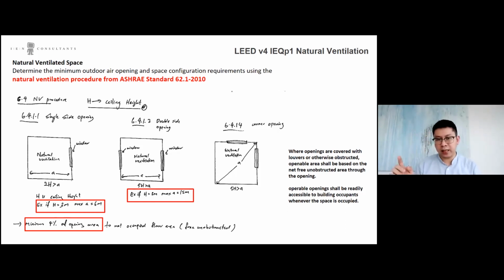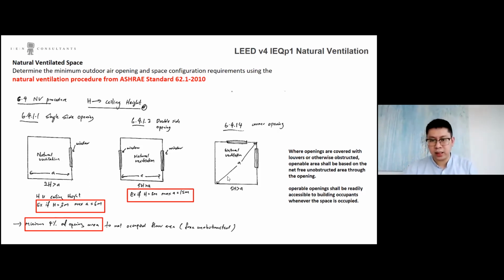In the second case, if your space has 2 openings, you are allowed up to 5H to declare that area as natural ventilation. Let's say, for example, your ceiling height is 3 meters, 5 times 3 is 15. 15 meters of the area can be deemed as naturally ventilated.